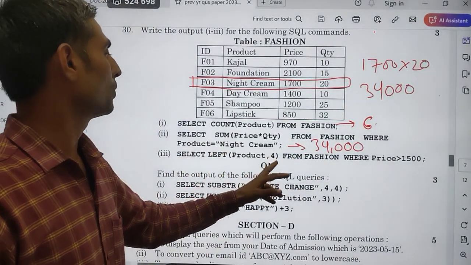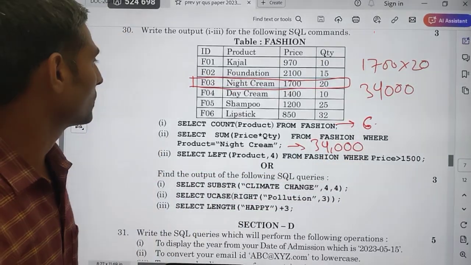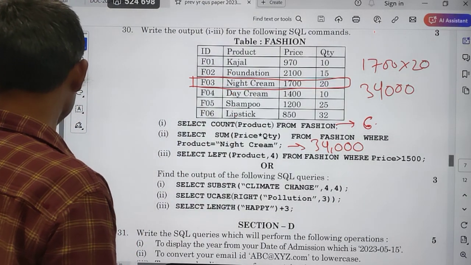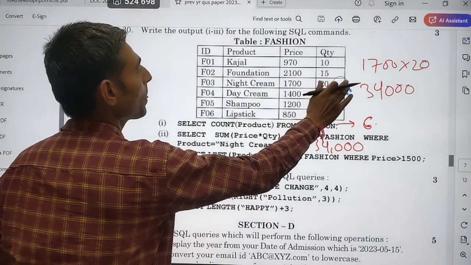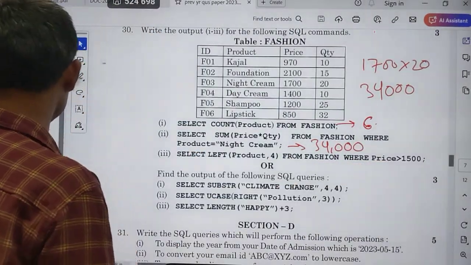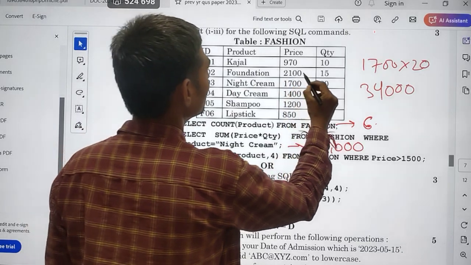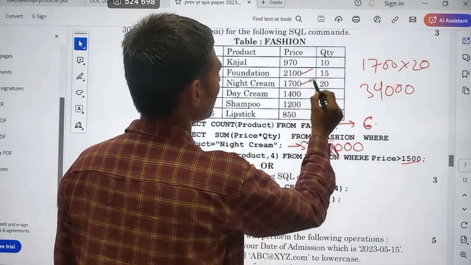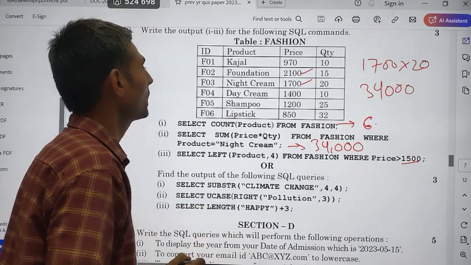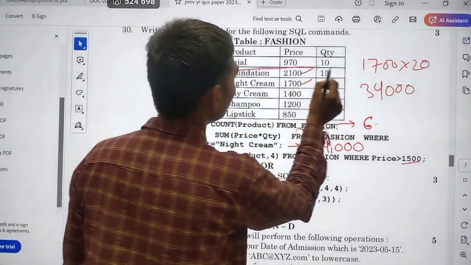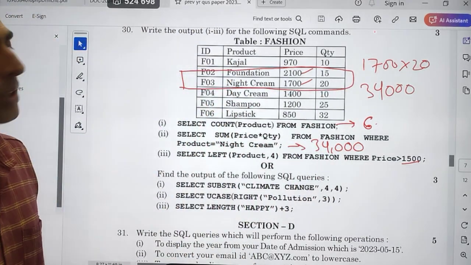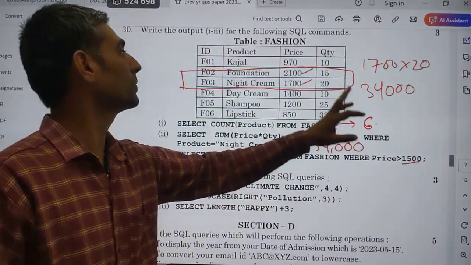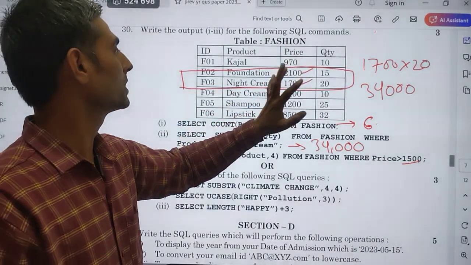Select left(product, 4) from fashion where price is greater than 1500. Now we have to see which rows have price greater than 1500. Greater than 1500 are 2100 and 1700, only 2 rows. So these values will be fetched. So we are working on those 2 rows: select left(product, 4) from fashion where price is greater than 1500.